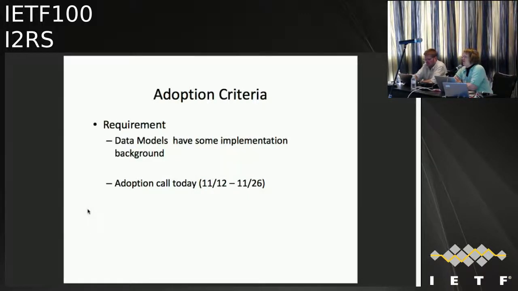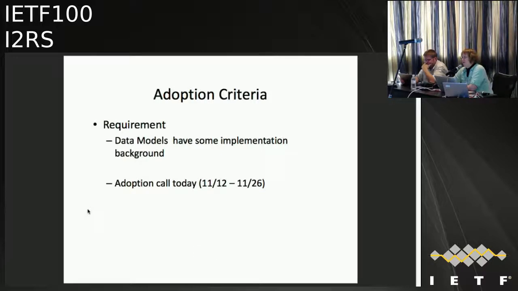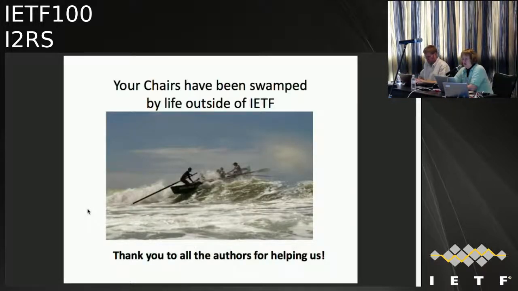I2RS is in its last phases of closing out work that was in its original charter. We hope to be completing that work and going into hiatus or closing the working group in March. So any adoption at this point must have very strict requirements, because we've got to go quickly from adoption to working group last call. That will be true of the two drafts we're talking about today: one is the ephemeral data store and one is the informational draft. Both of those have a need.